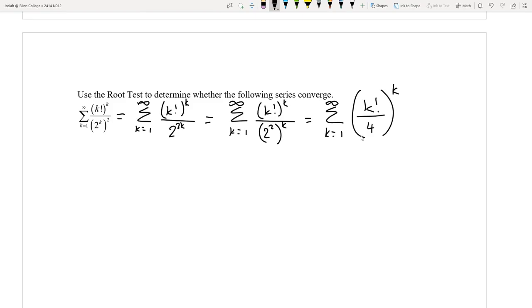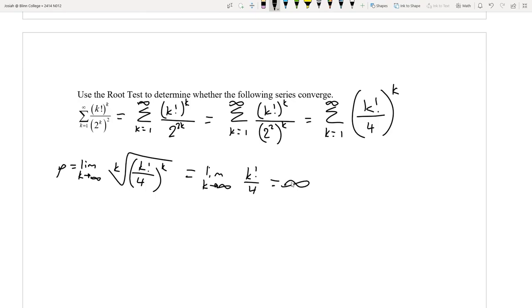And we can already see by divergence test that this is going to fail. So we're going to have divergence. But we were told to use the root test, so we'll just do it anyway. So we have the limit as k tends to infinity of the kth root of k factorial over 4 to the k. So we get the limit as k tends to infinity of k factorial over 4. And that definitely goes to infinity, which is surely greater than 1. And therefore, the series here, we've got 2 to the k squared, diverges by root test.